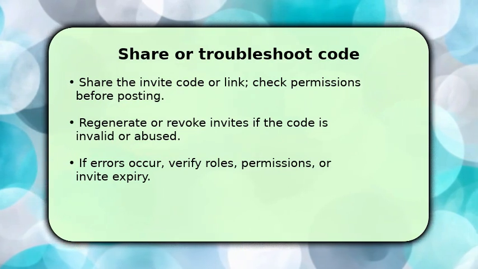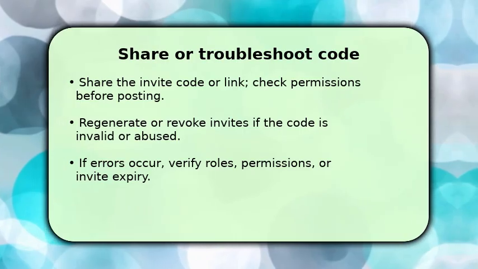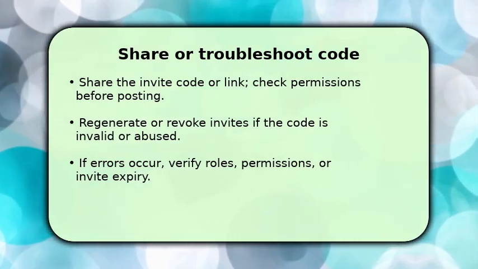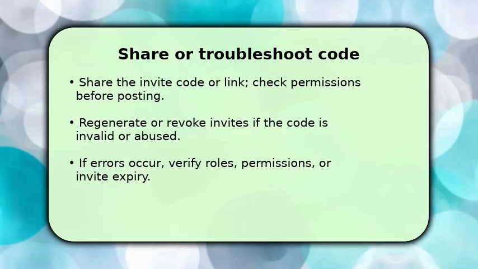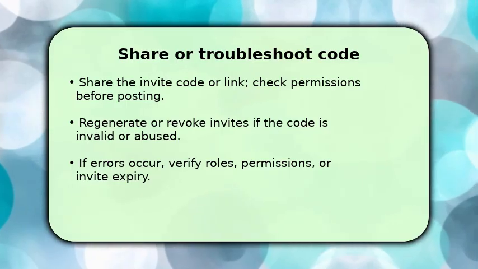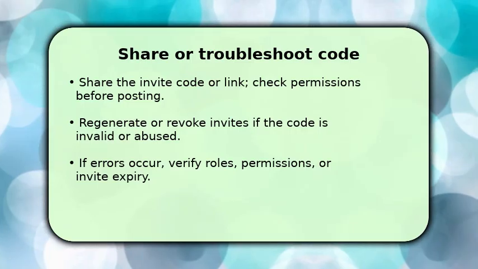If the code fails, revoke it and generate a new invite with the correct settings. Temporary codes and member limits often cause problems. If problems persist, confirm your role permissions and that the invite hasn't expired. One key troubleshooting tip: regenerate the invite and check channel-specific invite restrictions.